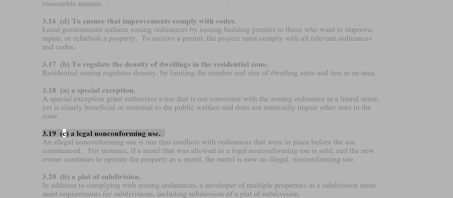3.19 C. A legal nonconforming use. An illegal nonconforming use is one that conflicts with ordinances that were in place before the use commenced. For instance, if a motel that was allowed as a legal nonconforming use is sold, and the new owner continues to operate the property as a motel, the motel is now an illegal, nonconforming use.